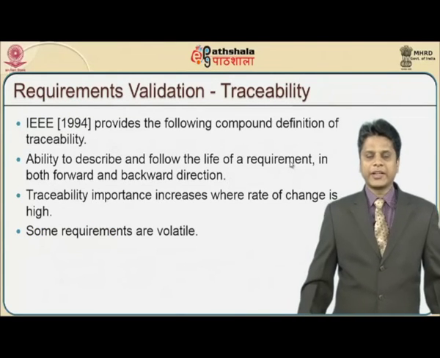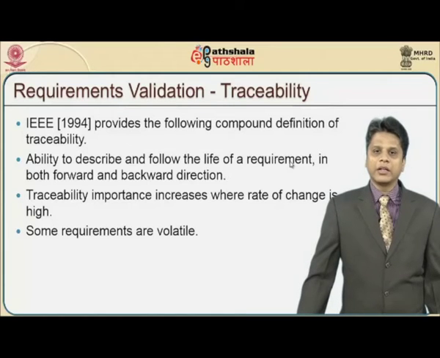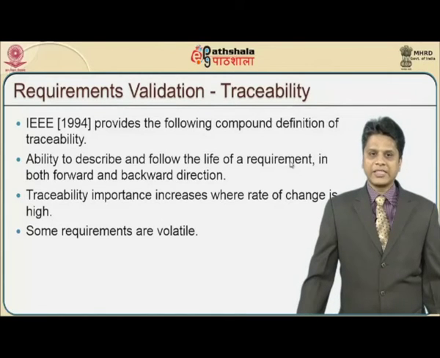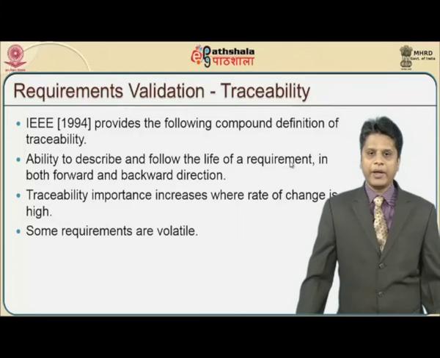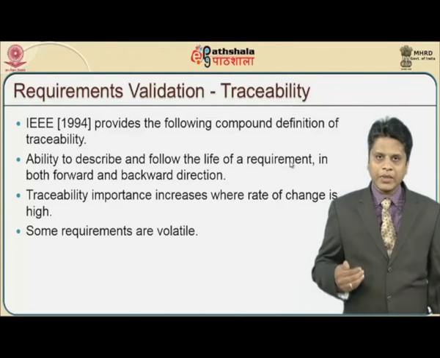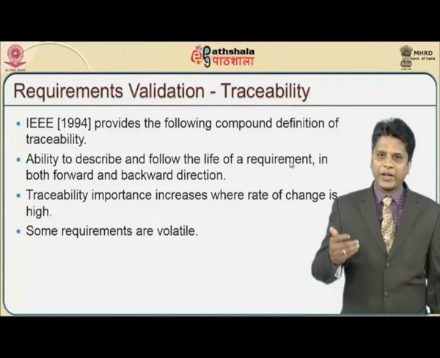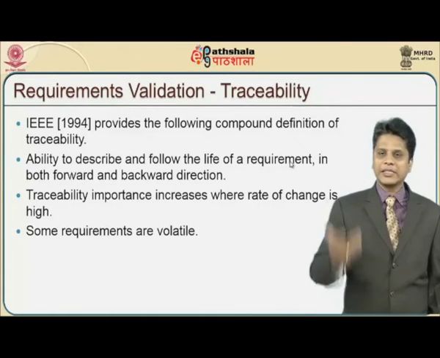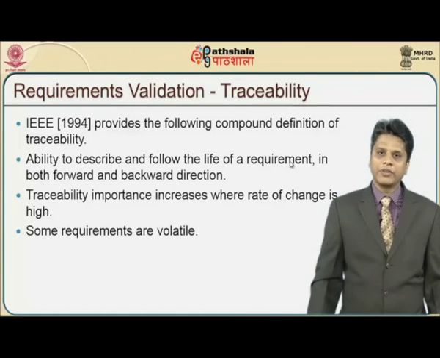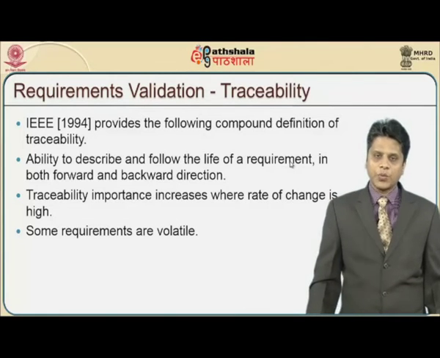About requirements validation and traceability, IEEE in the year 1994 provided the compound definition of traceability, where they said it is the ability to describe and follow the life of a requirement in both forward and backward direction. So whether I march in the forward direction or I do it in the reverse direction, it should be possible. So if I do some things in the forward direction and it is not traceable when I come back, then it is not worth it. So traceability importance increases where the rate of change is high. So some requirements are sometimes volatile.